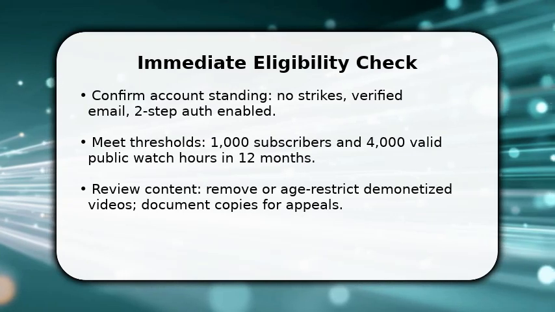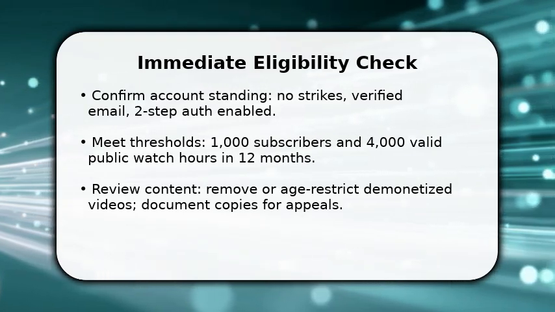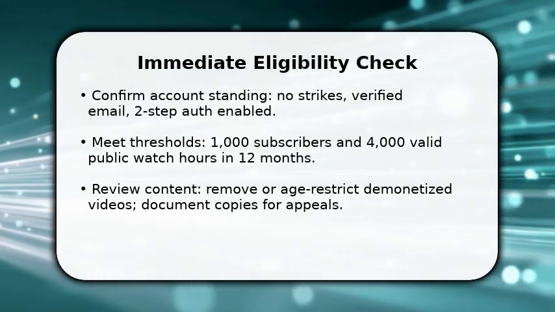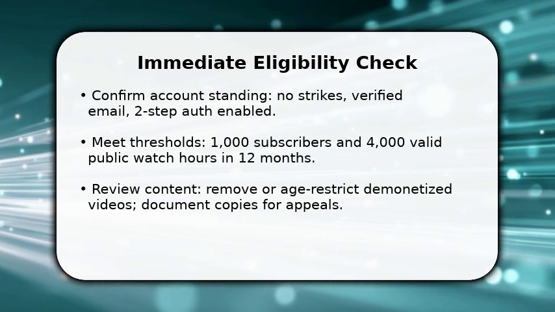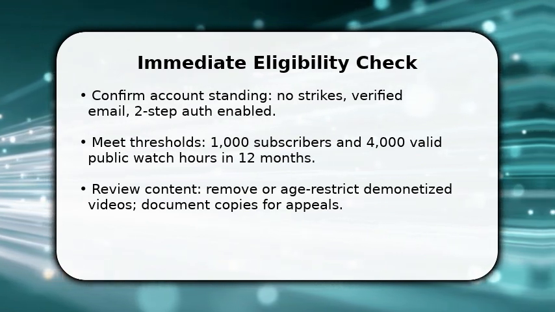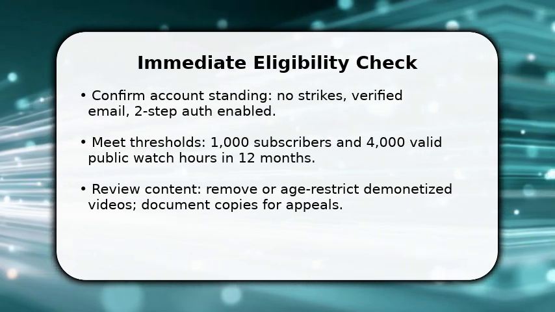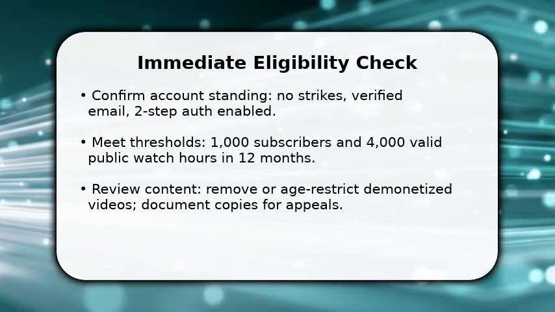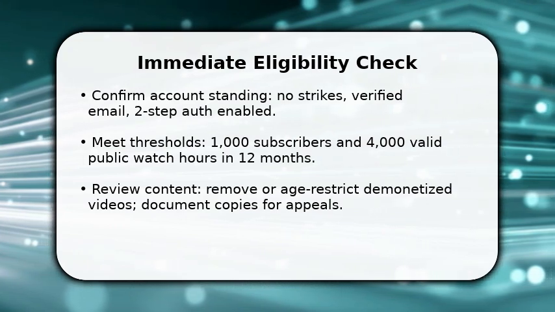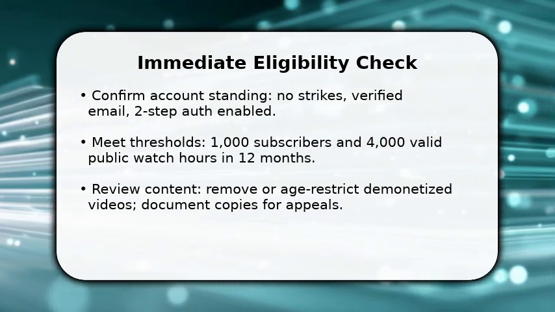You start by verifying eligibility and removing immediate obstacles. Check account standing for strikes and enable two-step authentication. This reduces review delays. Next, confirm you meet thresholds: 1,000 subscribers and 4,000 valid public watch hours in the last 12 months.